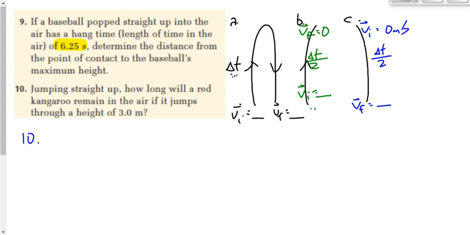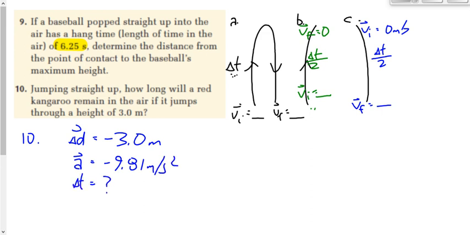So I'm going to make this one blue here. Let's say displacement. If we're analyzing the trip down, the displacement will be negative 3. If we were analyzing the trip up, the displacement would be positive 3. A is negative 9.81. We're looking for time. Is there anything else we have if we read between the lines here? Yep. VI would be good. If we're analyzing the trip up, VF would be 0. Analyzing the trip down, then VI would be 0. You guys know what I mean by VI, right? Initial velocity, what I start at.